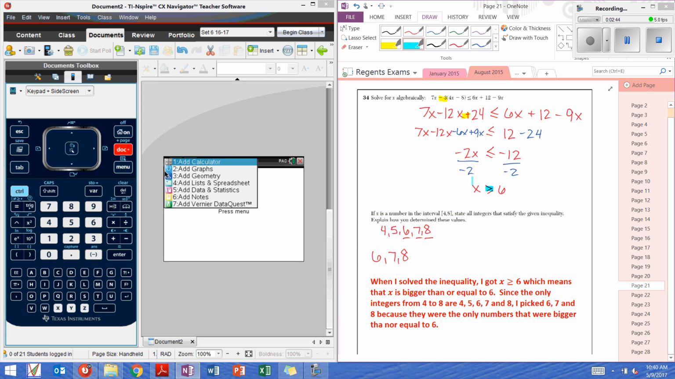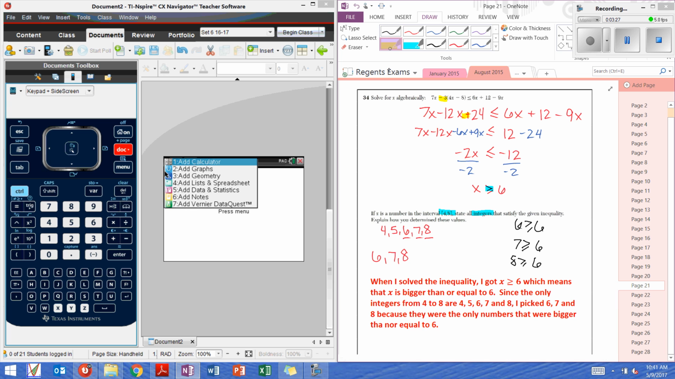So all the answers that could possibly be true in this case, your x, have to be bigger than or equal to 6. So down below here, it tells you the interval from 4 to 8. And they are talking only about integers, so only the numbers, the positive and negative numbers in that set or that interval that don't have decimals, so whole numbers. In this case, we're looking at 4, 5, 6, 7, and 8. The only ones that make this inequality true here are 6, because 6 is bigger than or equal to 6. 7 is bigger than or equal to 6. And 8 is bigger than or equal to 6.